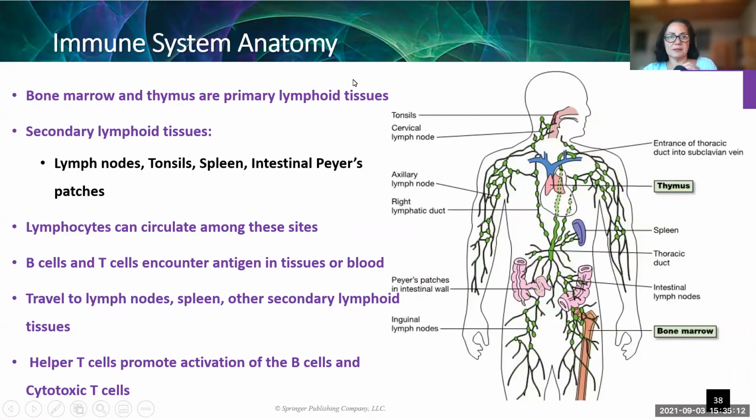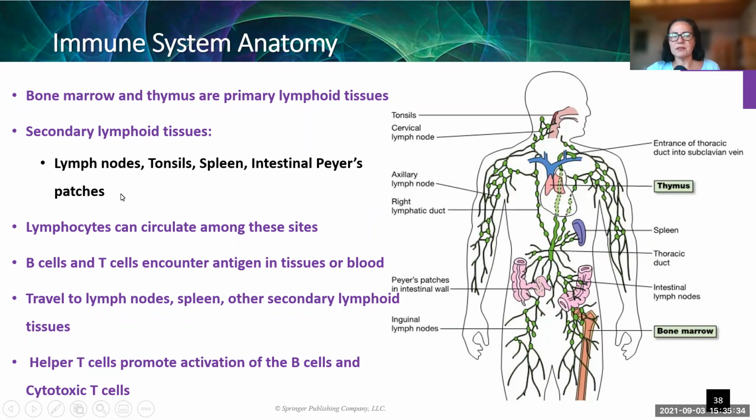So the adaptive immune system anatomy: the primary tissues that produce the cells are the bone marrow and the thymus gland. The other tissues are secondary, meaning they don't produce the cells, but the cells go do something there. So the lymph nodes, tonsils, the spleen, the Peyer's patches.